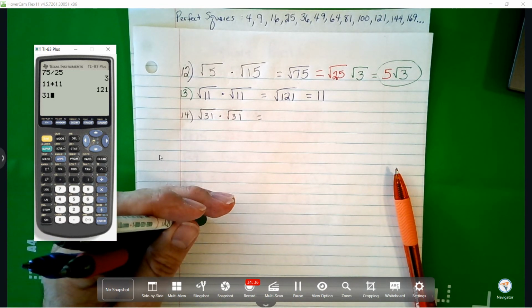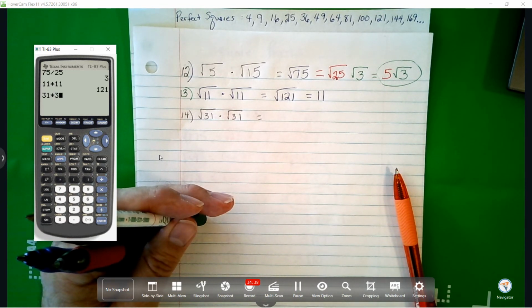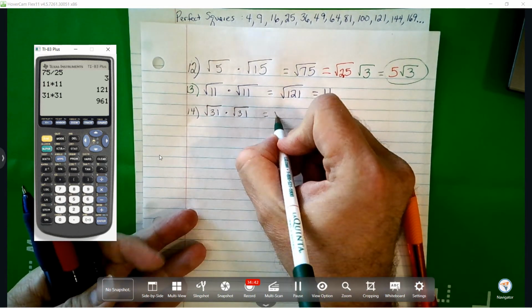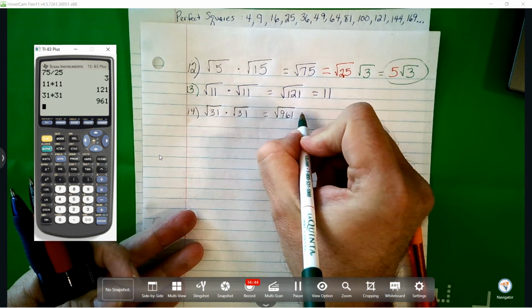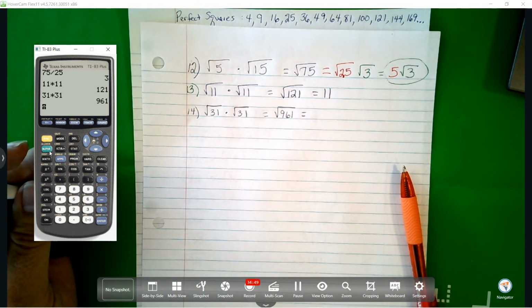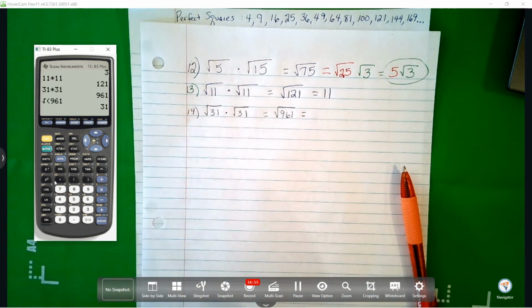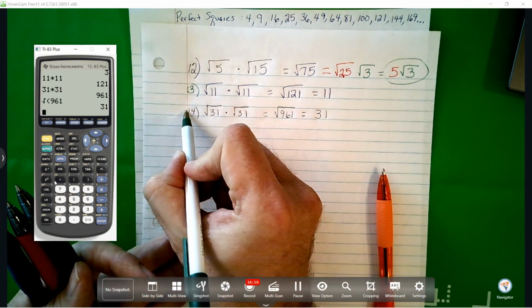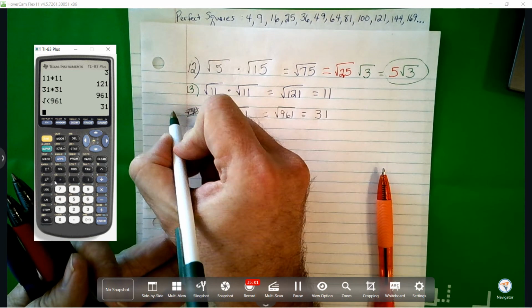Well, what's 31 times 31? Well, that's 961. And what's the square root of 961? Square root of 961 is 31. So I'll ask you again, oops, this is not number 14, this is still number E, another 13.